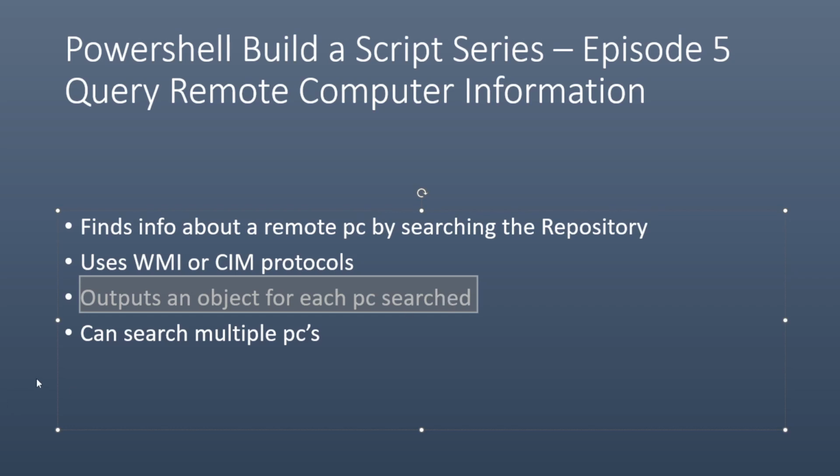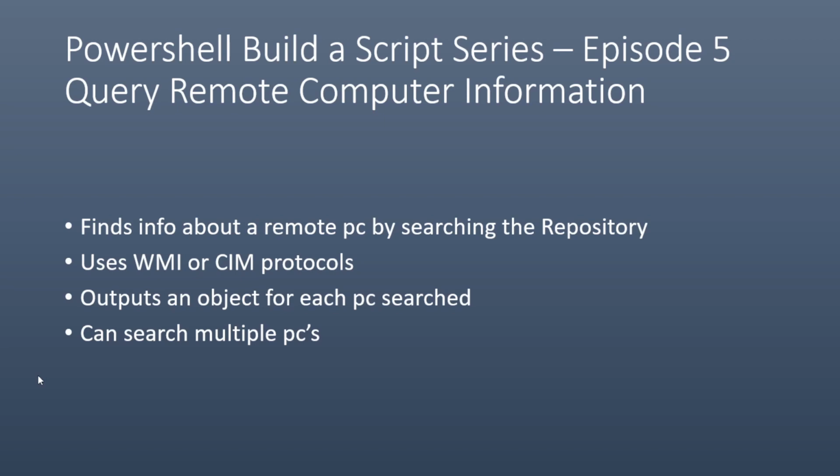So we're going to be running a couple different queries to get information from a couple different repository classes, and we're going to streamline that output into a single object that's going to be returned back to the pipeline. Now, why am I doing that? Because I want to make this script more universal, more standardized, where I can then take those objects and use my other PowerShell commandlets to do whatever I want with them.